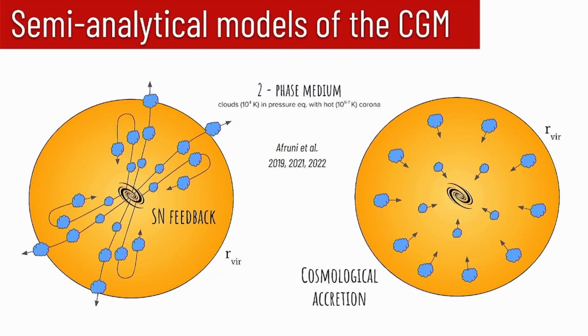And what we have is that we describe the circumgalactic medium as a two-phase medium. So you have these cool clouds at 10^4 Kelvin that are in pressure equilibrium with a hotter CGM that we call corona. And the hot CGM has properties that are in agreement with the observations that I was showing you before. And then we assume two different scenarios, one in which these clouds are ejected from the galaxy itself due to supernova feedback, and one in which they are actually accreting towards the galaxy, as part of the cosmological accretion of gas into the halo.